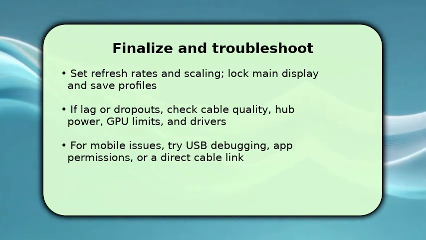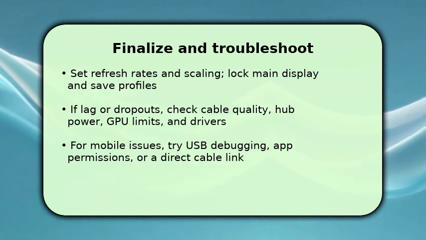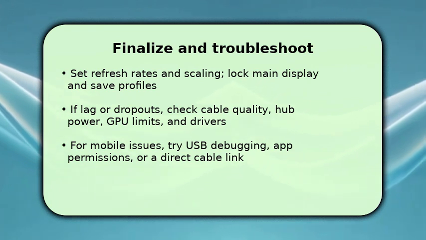If the mobile fails to act as a monitor, toggle its USB display mode, allow permissions, or switch to a wired connection to rule out wireless interference.